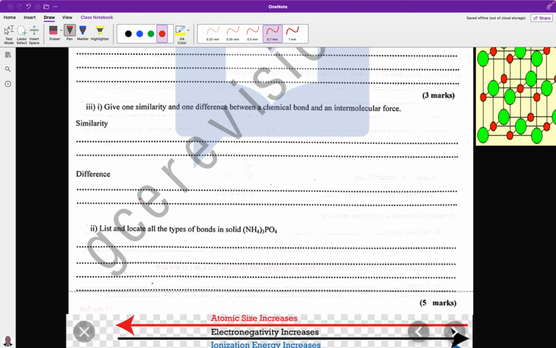Once more, chemical bonds hold atoms or ions together during a covalent or ionic bond. And chemical bonds are stronger than intermolecular forces. Whereas intermolecular forces hold molecules together. They hold only molecules together.